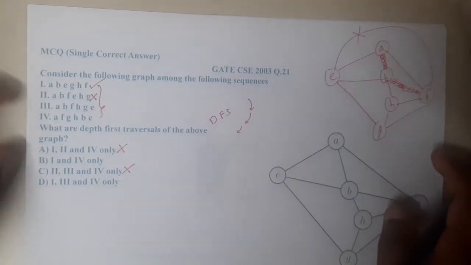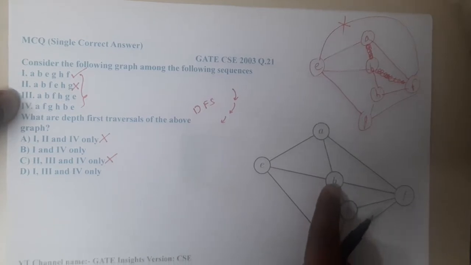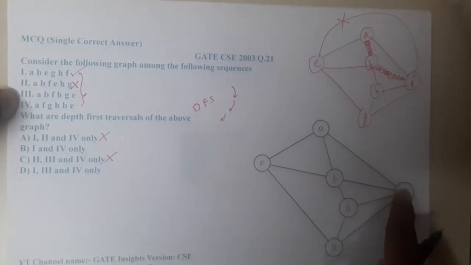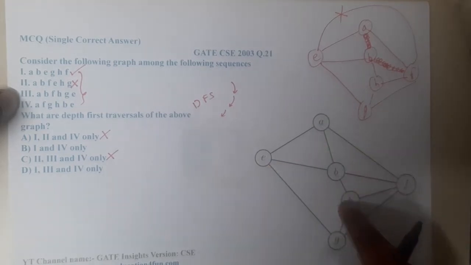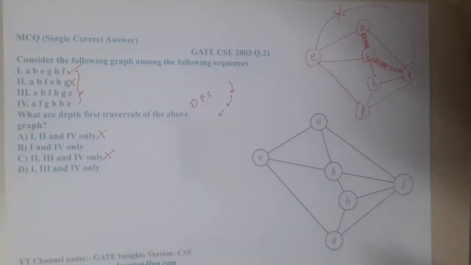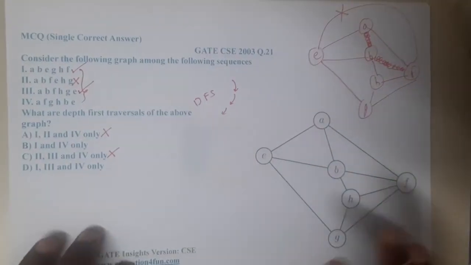Moving on to option 3. You started at A, you went to B. From B, you went to F. From F, you went to H. From H, you went to G. From G, you went to E. So you traversed in depth, all combinations you have covered from each and every node, right? So that is nothing but a correct path for depth first search.